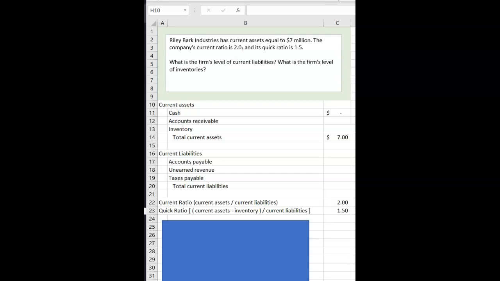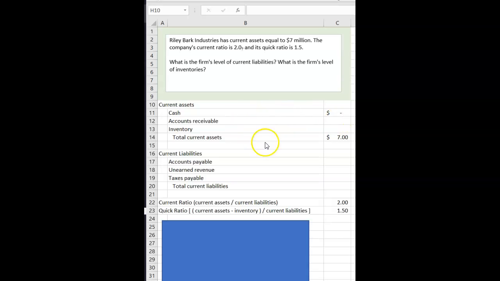Okay, let's explore this current ratio and quick ratio problem. Riley Bark Industries has current assets equal to 7 million. The company's current ratio is 2, and its quick ratio is 1.5. What's the firm's level of current liabilities and what's the firm's level of inventories?